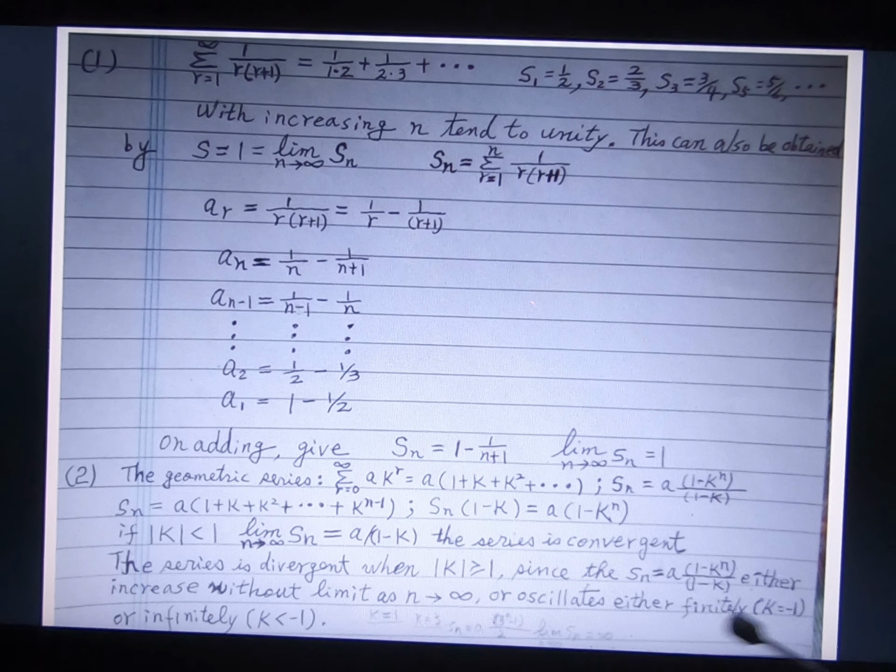And in this case it diverges when absolute k is greater than or equal to 1, and it oscillates, either finite when k equals -1 or infinity when k is less than -1. And so if k absolute value is less than 1, it converges.